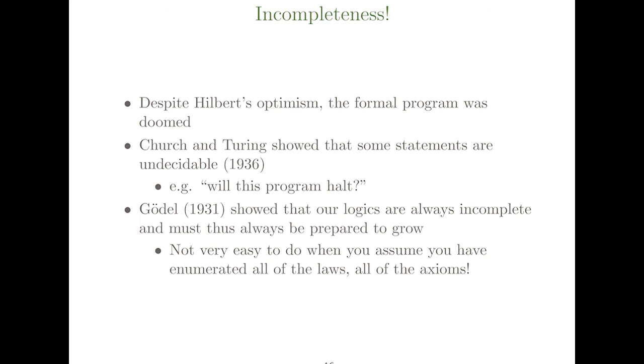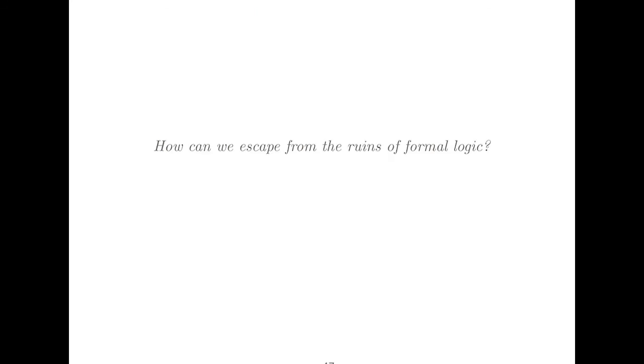I mean, Frege was already screwed because of Russell's paradox, his whole set-that-is-not-a-set thing. That broke all of Frege's work because he tried to do this too. And then Hilbert tried to do it using Russell and Whitehead's better logic, and it turned out that didn't work. And so the early 20th century was a lot of optimism, and then around the 30s it got really pessimistic. Cool. So all of that to say, how can we escape from the ruins of formal logic?